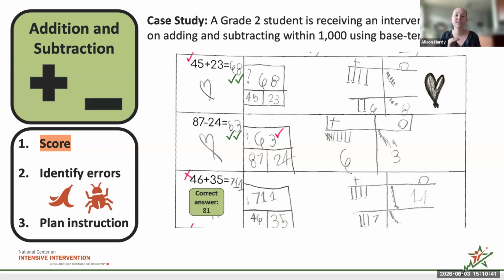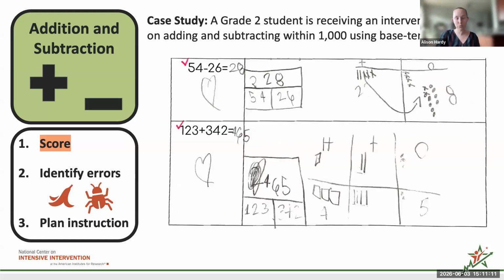And then here we see for the third problem, our first error. The correct answer here is 81, and the student has written the answer 711. So in the ones place, we do have a correct digit, but not in the tens and the hundreds place, which shouldn't have had a digit whatsoever. So what we would encourage you to do is go through and score and then go back and identify those errors. So we're going to keep moving with this fourth and fifth problem.